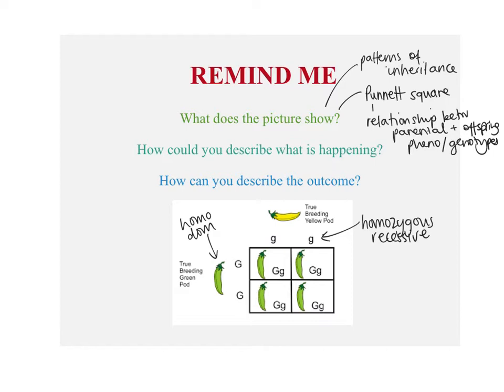Now, how can we describe what is happening? We can use those two key terms, the homozygous recessive and the homozygous dominant, to describe the offspring as 100% heterozygous. And in being 100% heterozygous, that means that all of the offspring have the same genotype, so we can write that in, big G, little g, and they are all green. Now hopefully that has covered all of the questions.